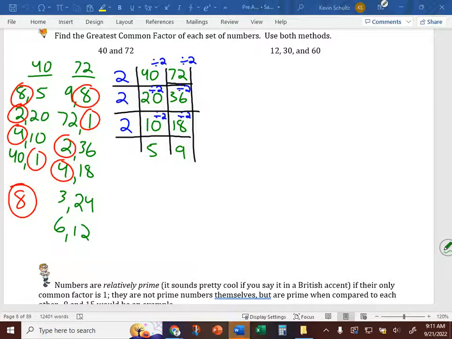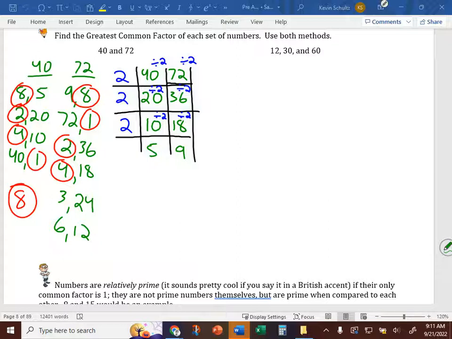Okay? So just see the difference in the processes here. This one, you have to know all the factor pairs. This one, you just have to kind of take it step by step. Just pick a number that goes into each of them and work your way down until there aren't any more common factors. And how do we get 8 as an answer here?